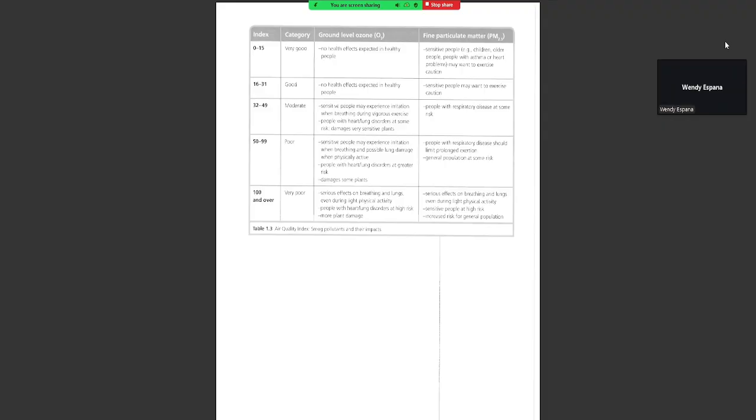What is the issue with smog? It's that you block out the sun, and the plants are not able to receive sunlight and undergo photosynthesis. That's what's causing the damage.